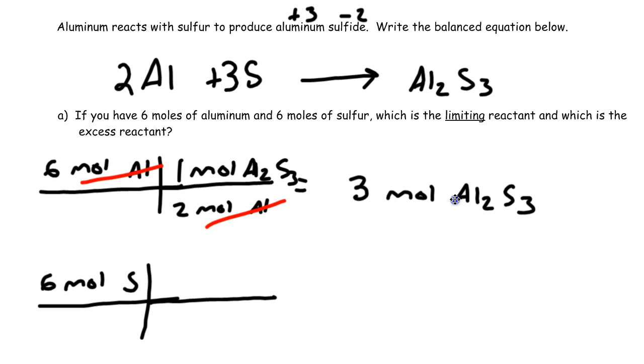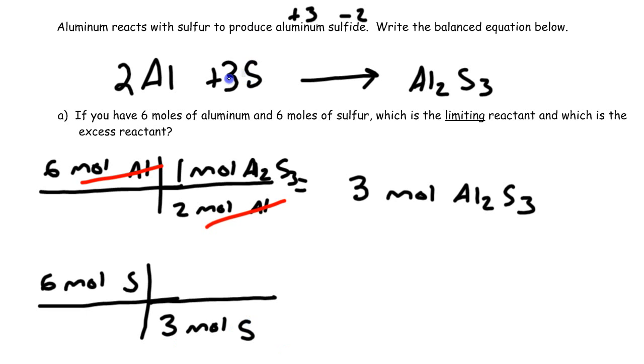So this is one possibility. We need to check our other reactant, see if it is going to give us anything different. So now I'm going to look at sulfur, and we're going to solve to see what sulfur would give us. So my ratio between aluminum sulfide and sulfur is 3 moles of sulfur. So let's change that around. So 3 moles of sulfur.